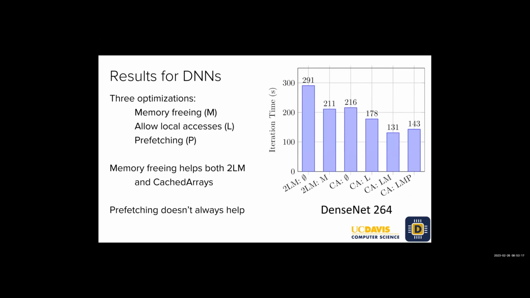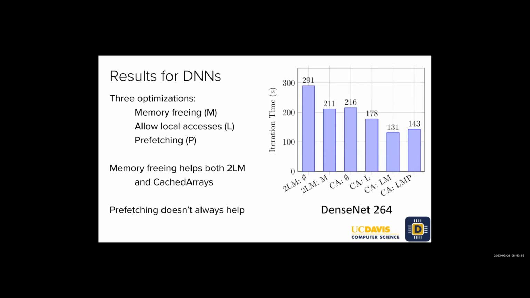Here are our results for DNNs. On the left is the 2LM cache, which is just using the hardware-managed cache. On the right is the cached arrays with all of our different optimizations applied. We were able to apply different kinds of optimizations, and we get significant performance improvements. In this case, we're not doing this statically ahead of time. We're doing it dynamically as the workload is running.